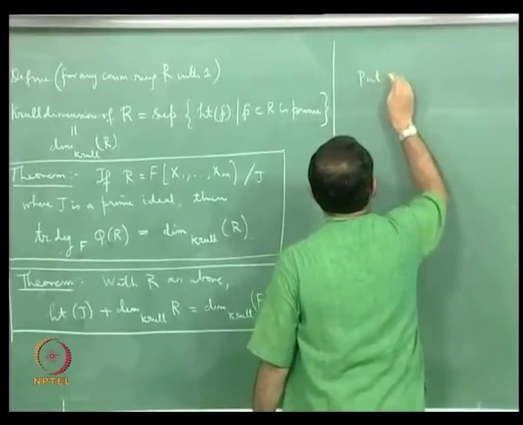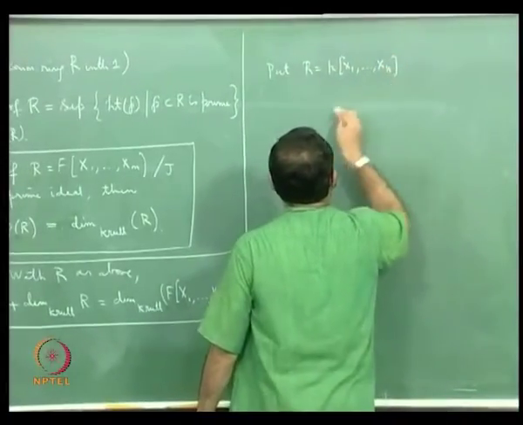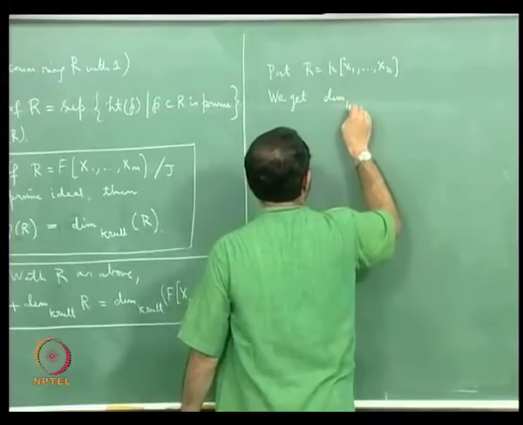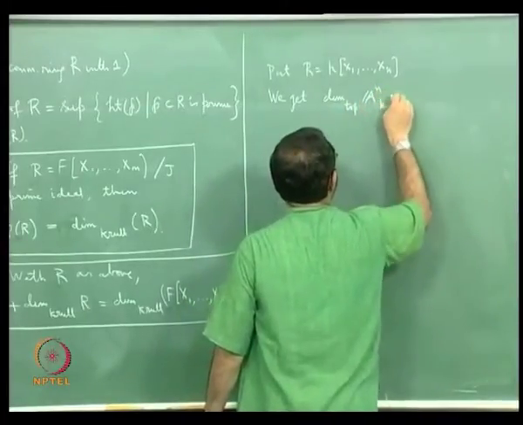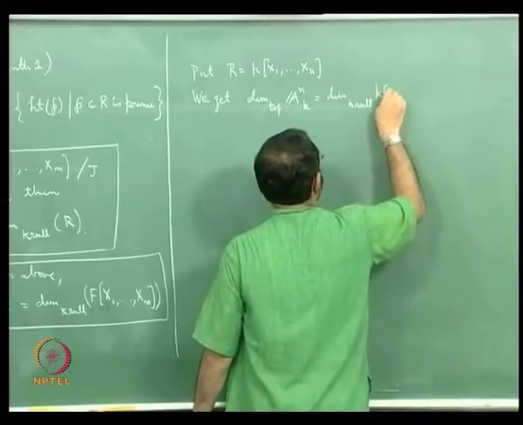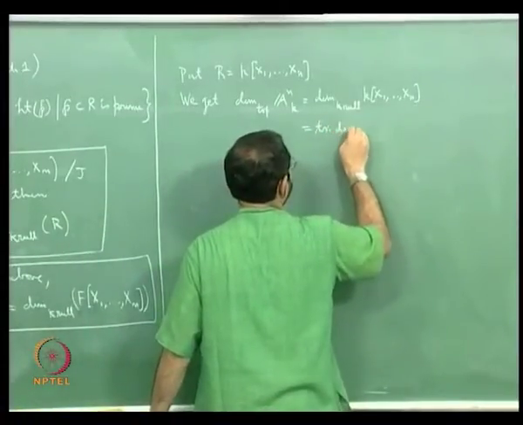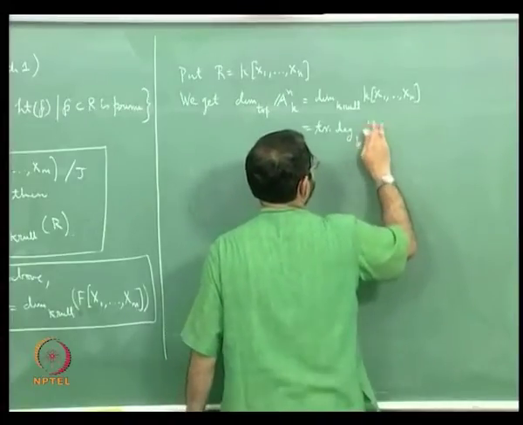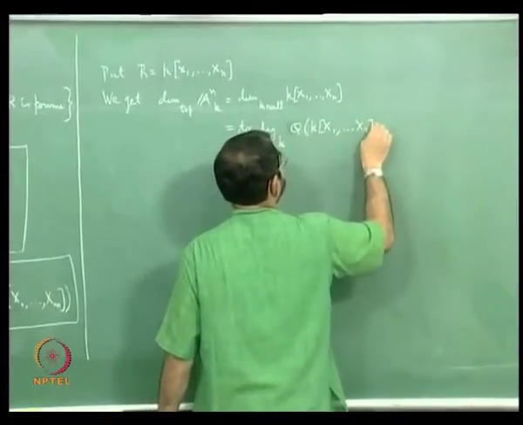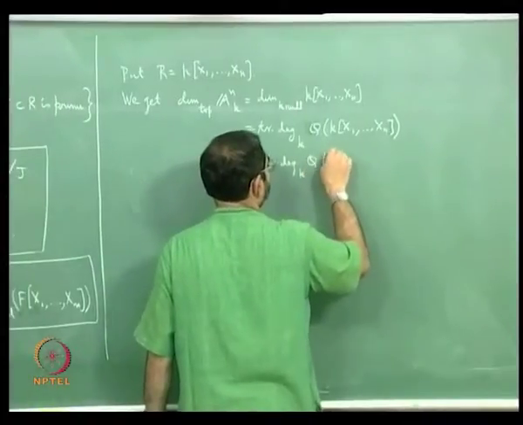Put R equal to k[x1, etc. up to xn], we get the topological dimension of A^n is equal to the Krull dimension of k[x1, etc. xn], which is by definition equal to, which is by this theorem equal to the transcendence degree over k of the quotient field of k[x1, etc. xn], and that is of course equal to the transcendence degree over k of k(x1, etc. xn).